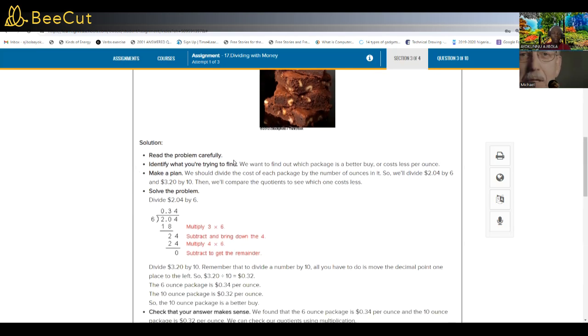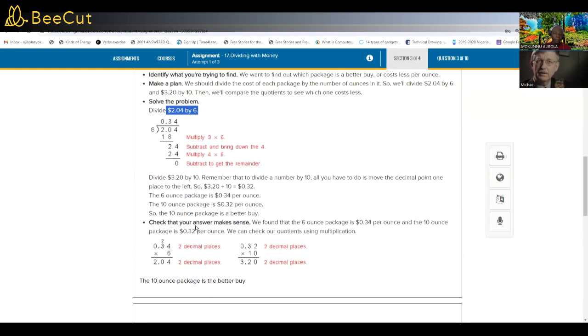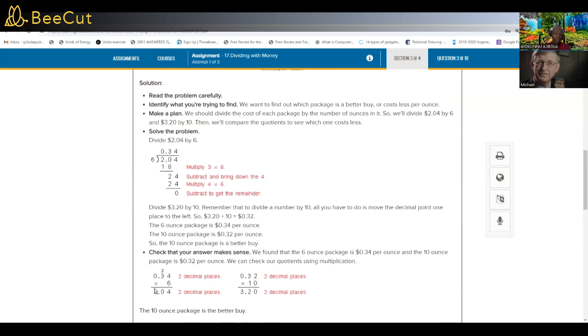When you read what the problem is, you identify what you're trying to find and you make a plan. So we want to know which one is going to be cheaper. So we have to make two divisions: 3.20 divided by 10 and 2.04 divided by 6. This one gives us 34 cents, and the other, divided by 10, gives us 0.32. So which one is cheaper, 0.32 or 0.34? Obviously, it's 0.32, which is the 10-ounce package.